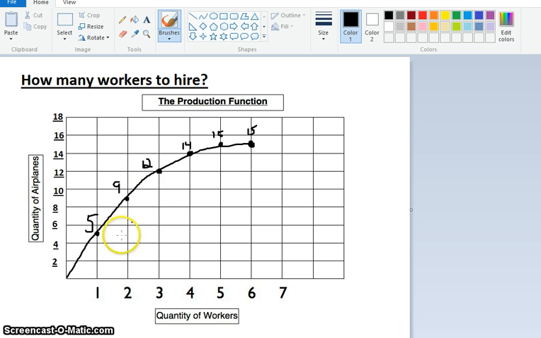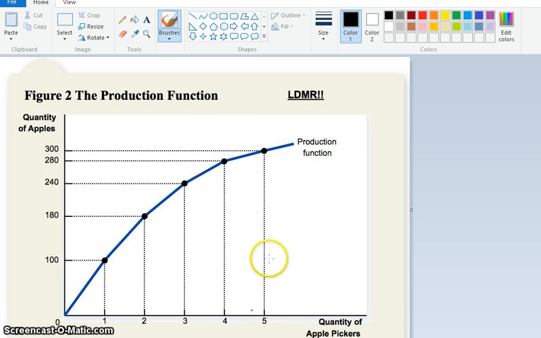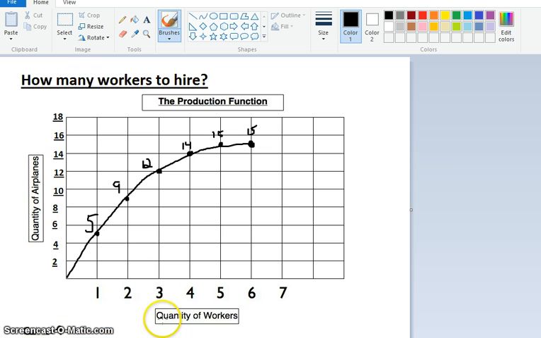Okay? And if you want a better look at what this production function looks like, this is it. I know the numbers are different here and the quantity of apple pickers is different, but for the most part, this is the illustration here. Now, hang on one second for me.